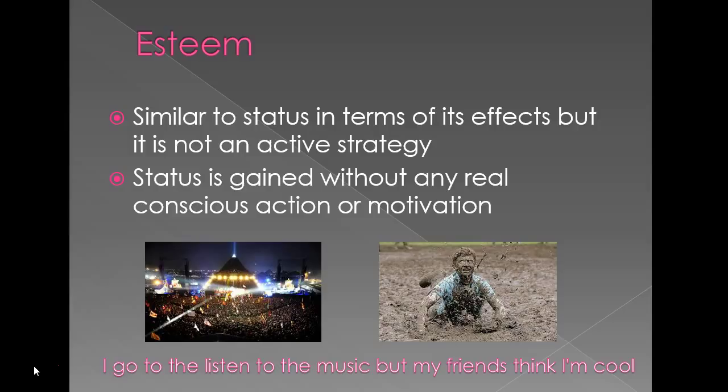So let's think about the example of Glastonbury, okay? If the consumer values esteem, they may go there purely to experience and listen to the music. But as a side product of that, their friends also view them as cool, trendy, whatever the term wants to be in that given decade, about the fact that they've gone to Glastonbury and they've had that experience, and how amazing is that? So you've gone for one reason, but your friends as a side product actually have a more positive view of you. So that's esteem.